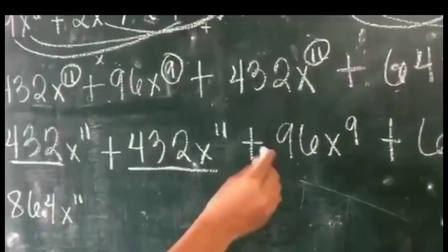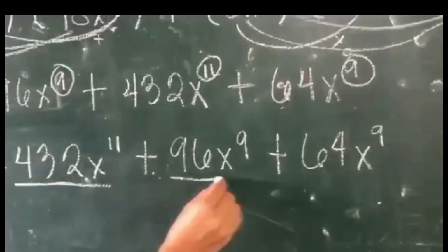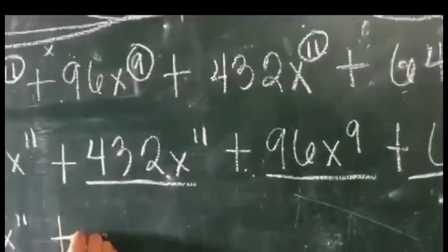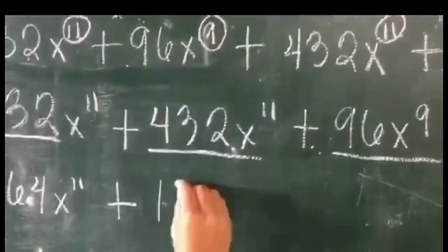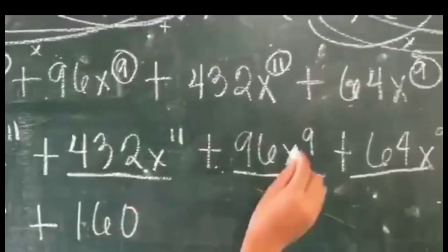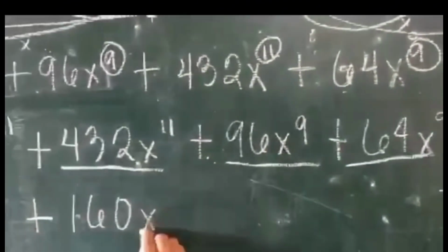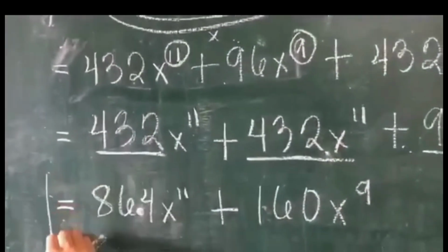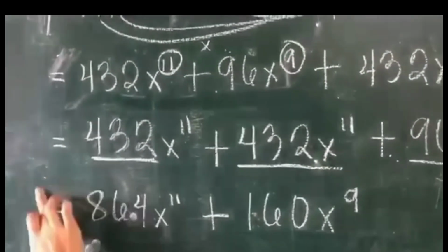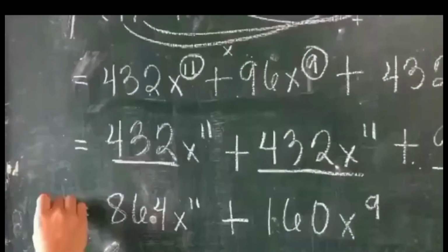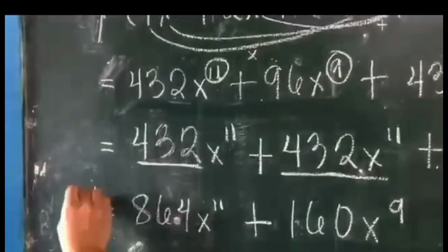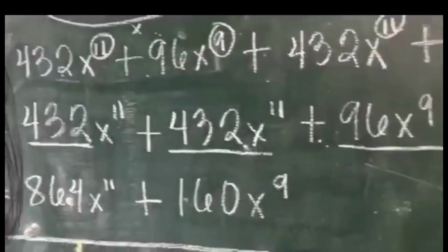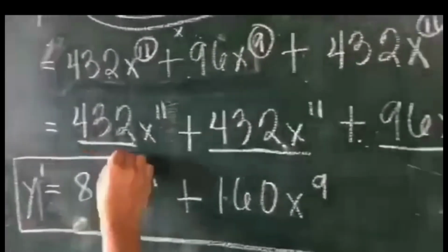We don't need to add the exponents. Next, we have 96x raised to the power of 9 plus 64x raised to the power of 9 is 160x raised to the power of 9. So our final answer is y prime equals 864x raised to the power of 11 plus 160x raised to the power of 9. That's our final answer.